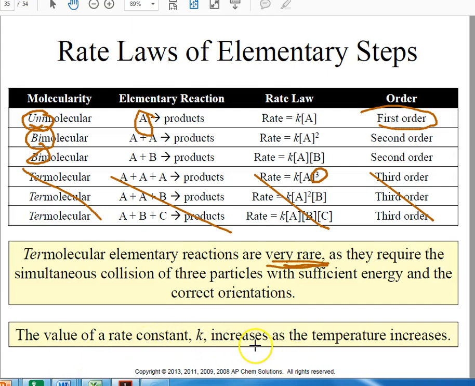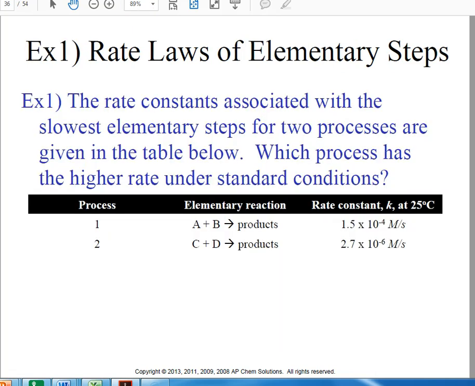All right, another note that they put down here is this rate constant, which we see in every single rate law. It is going to go up when the temperature goes up. All right, so here we see 2 different elementary steps. Process 1 has an elementary step that is bimolecular. Process 2 has an elementary step that is bimolecular. And it tells us that these are the slow steps for these 2 processes. So these processes have other steps, but they're just showing us the slow ones in these 2 different processes. And then they give us the rate constant for each of them.